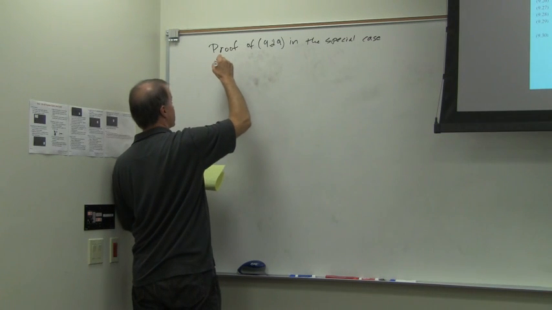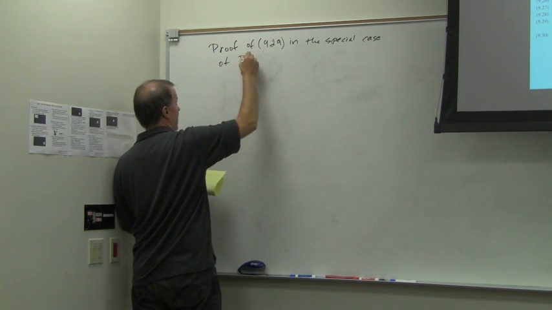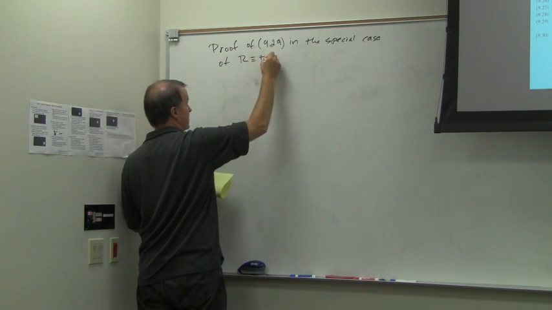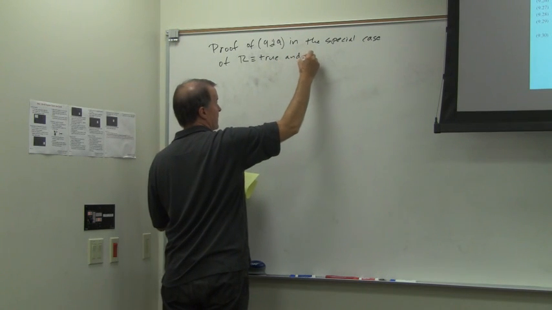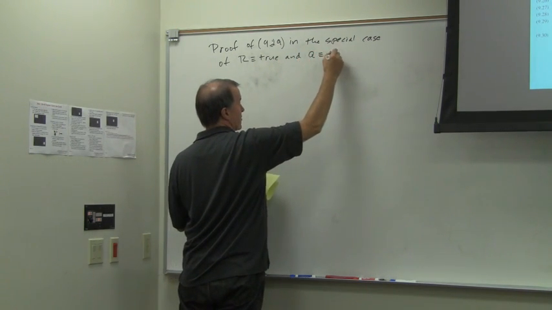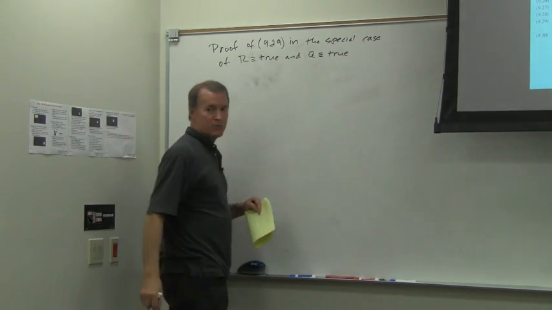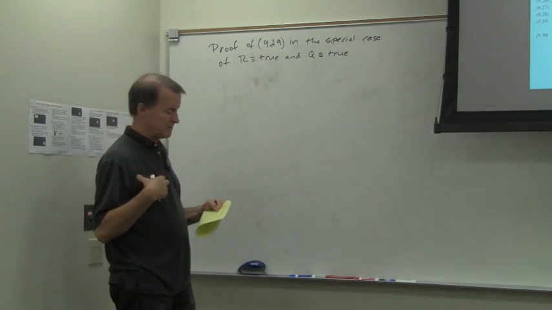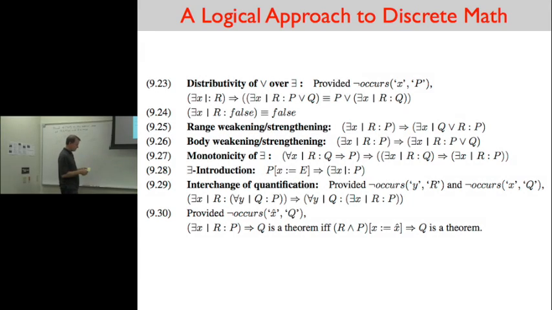In the special case of R equals true and Q equals true. So all of these are going to be range trues, right? Now, what we're going to do is start with the whole thing. This is one of those deals where we'll start with the whole thing and we'll get it to true. So let me just write it all out.